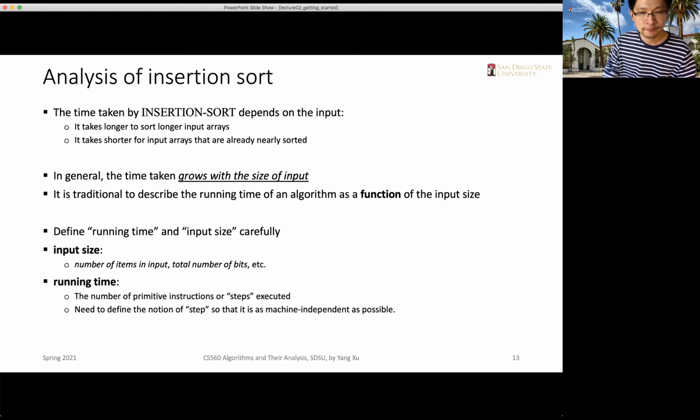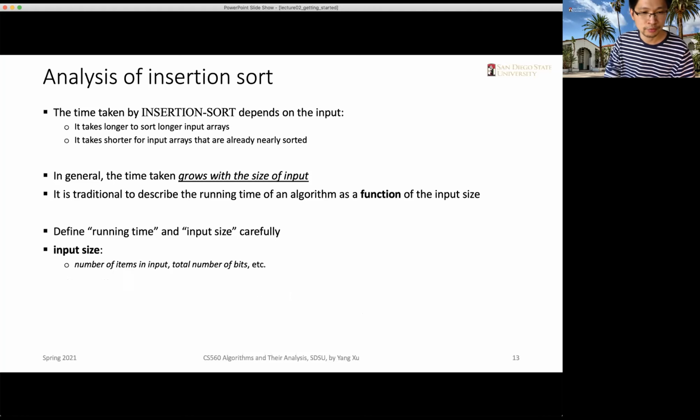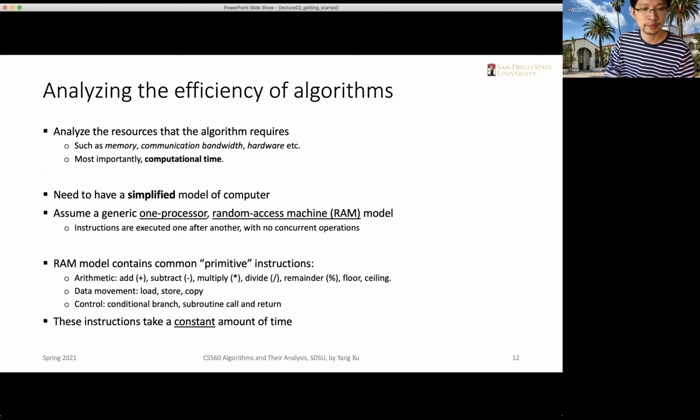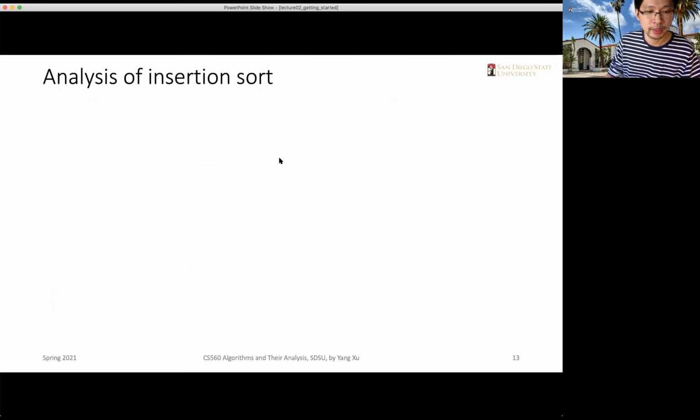If we refer to the previous slide 12, we have a bunch of primitive instructions defined, right? Basically, all the operations involving arithmetic operations, data movements like copying the value from one variable to another, and the if-else condition statements are all primitive steps. And we can assume that they cost a constant amount of time.